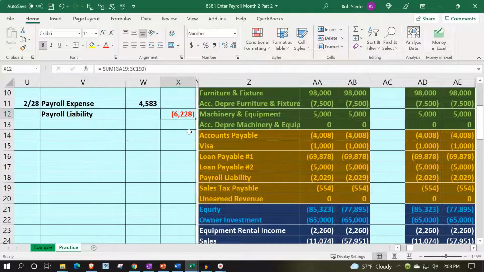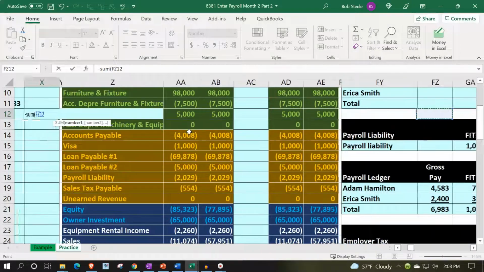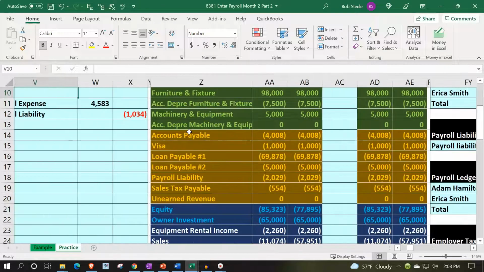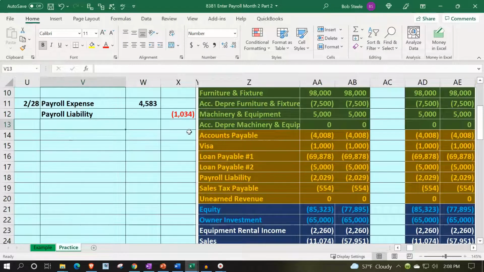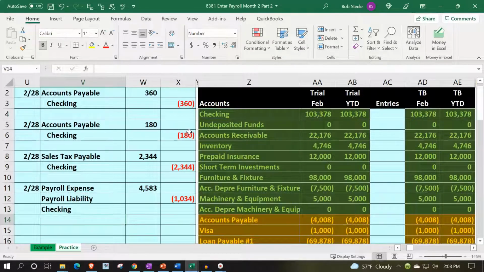That's too much. That doesn't seem right. Negative sum. Let's try it again. We're taking this FIT, Social Security, and Medicare. Enter. That looks more proper, more correct. Let's then take the net check, which is going to be decreasing the checking account. This is what we're actually going to be paying at this point.